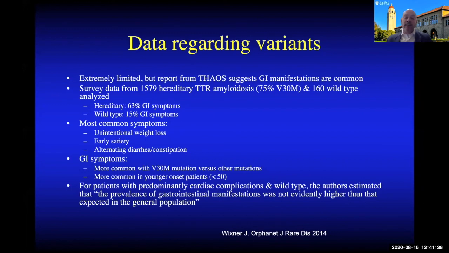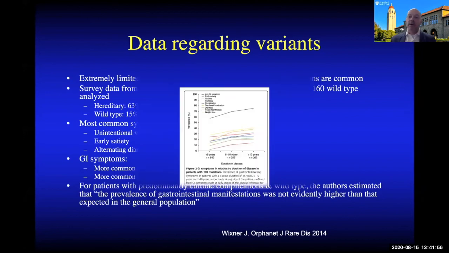Now, if you look at that, we do see 20% of American adults will have symptoms of reflux once a week. We see constipation in 15% of adults. We see symptoms of irritable bowel in about 13%. So the fact that only 15% of the wild type in their series had gastrointestinal symptoms could fit with that data.